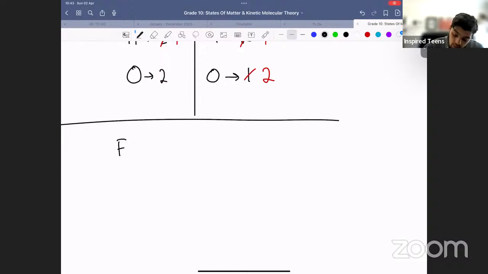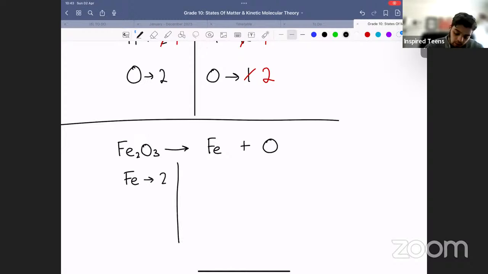Fe2O3 gives us Fe plus O. Okay, this one's a bit too easy, but it's fine. So we can consider now on the left hand side, how many iron do we have? We have 2 iron and 3 oxygens. On the right hand side, we have 1 iron and 1 oxygen.